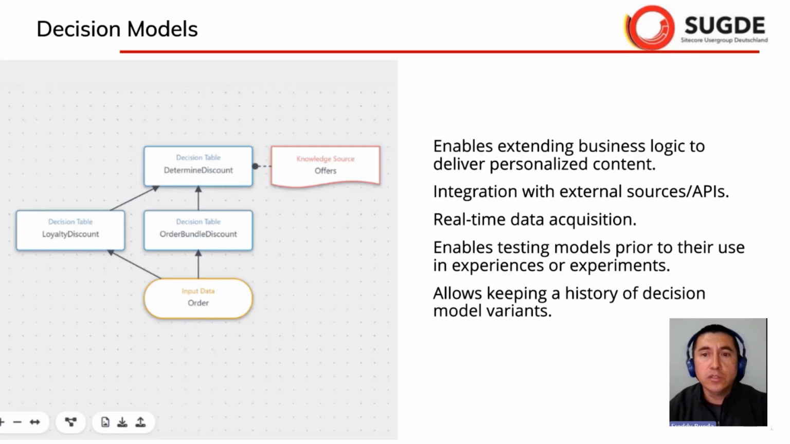We can also test models to see how they behave before sending the personalization to the user, or to see what data the API sends us, or how we can manage that. And also we can create many variants or versions of these decision models. We can improve over time what the decision model does, and we can keep those variants or versions.